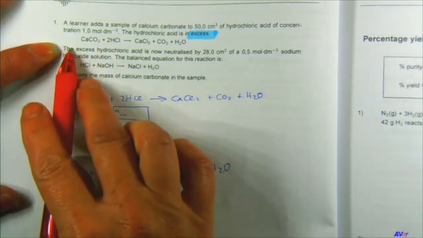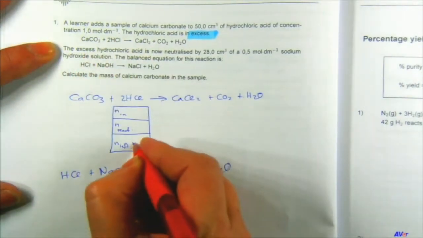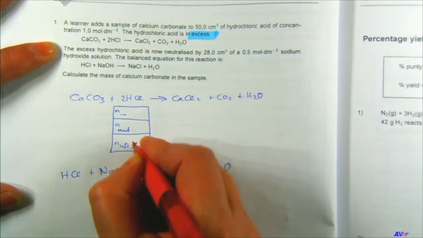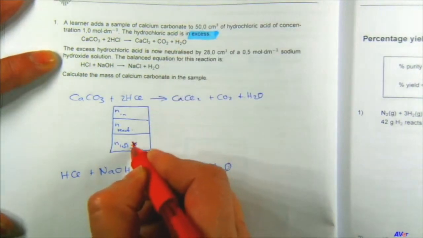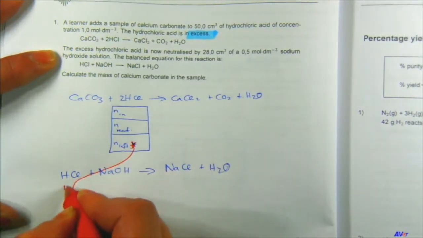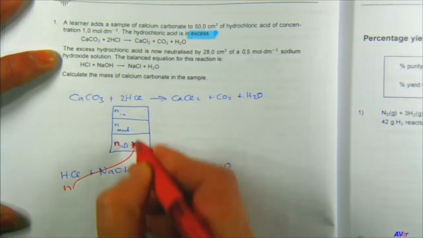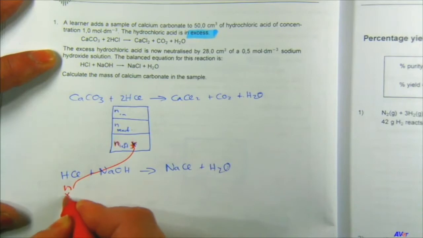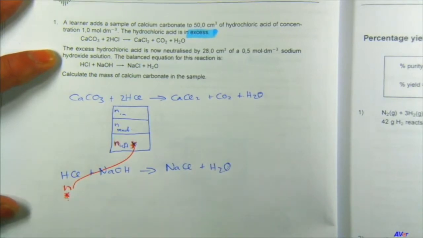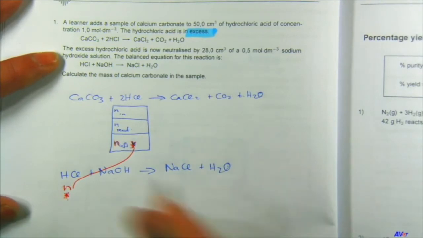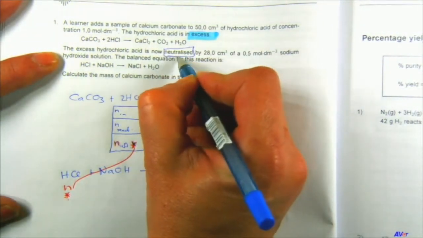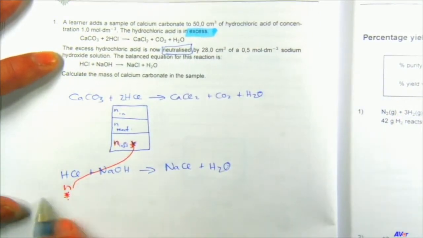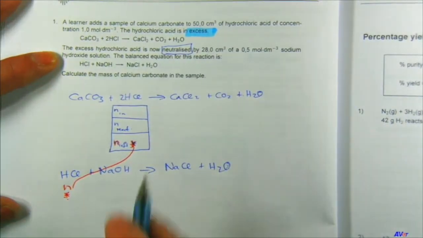So let's reread. The excess hydrochloric acid, it's whatever is left over, right, is neutralized in the second reaction. So they use this in a second reaction. So what's left over is straightforwardly used in the second reaction. And in the second reaction, this is neutralized. What can we say for neutralized? They are in the right ratio.